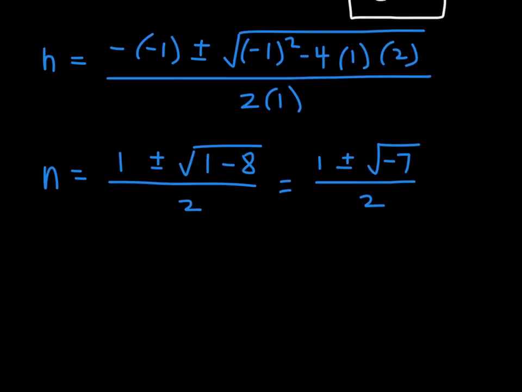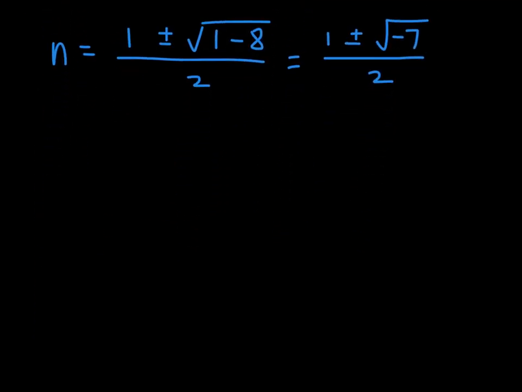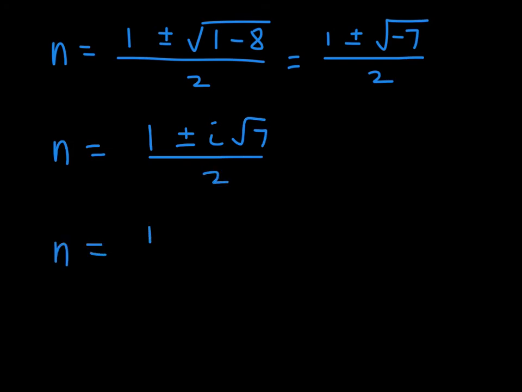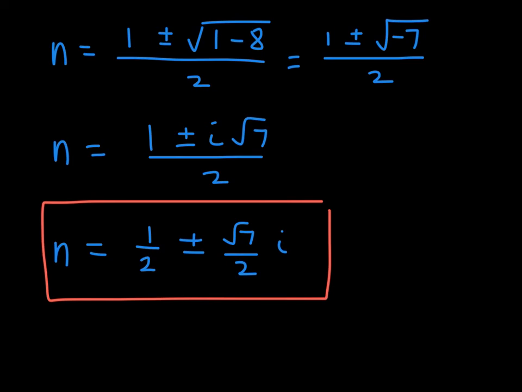So then your solutions are n is equal to 1 plus or minus i root 7 all over 2. Because these are complex conjugates, I'll rewrite this as 1 over 2 plus or minus root 7 over 2 i. This is standard form, remember, for a complex number. All right, good job, everybody.